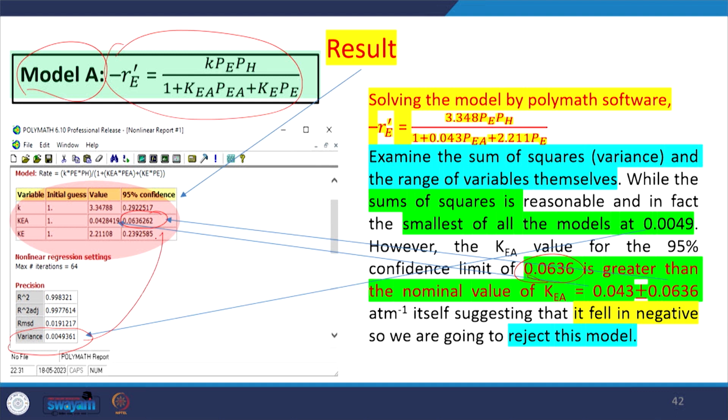So, if we want to analyze the ke value, ke is 0.043, or 0.042, plus minus 0.063. If we put that, then the limit would be greater than the value, so it comes out negative. So, it is coming as a negative k value, and then we can reject this model. This model is not suitable.